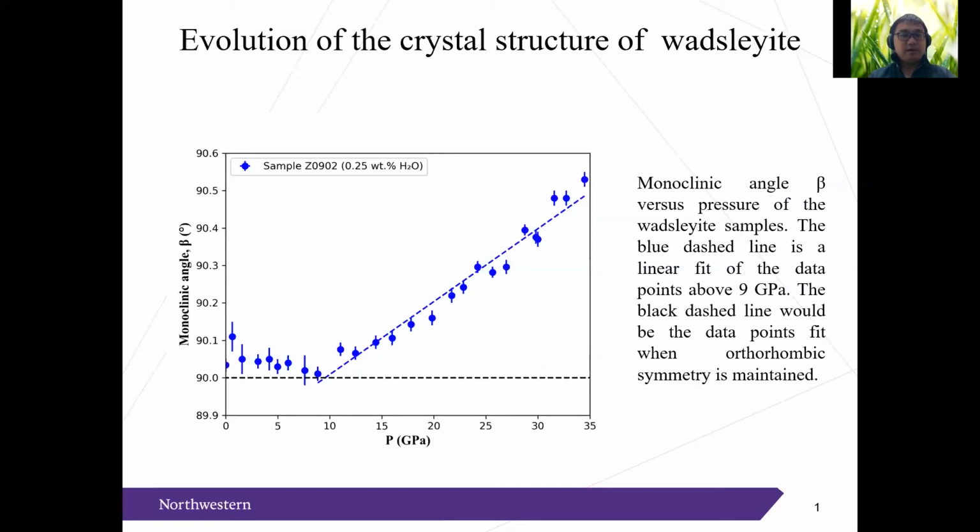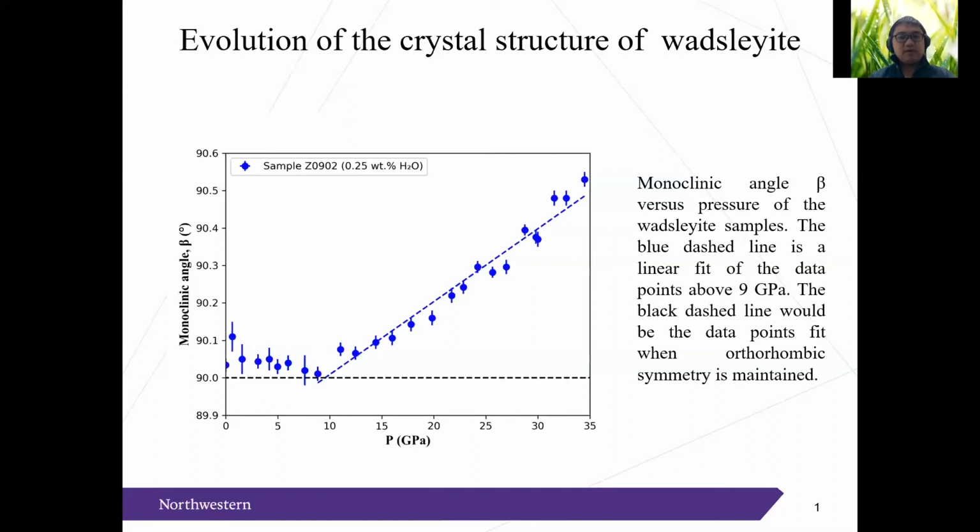So the figure I'm showing you here is the result. The x-axis is pressure and the y-axis is the monoclinic beta angle. And we can see above 10 GPa, the beta angle increases with pressure. So this indicates that hydrous wadsleyite at high pressure is probably monoclinic, but not orthorhombic.